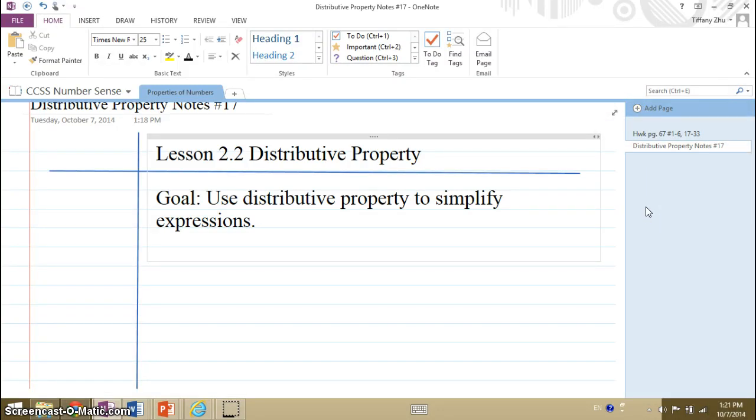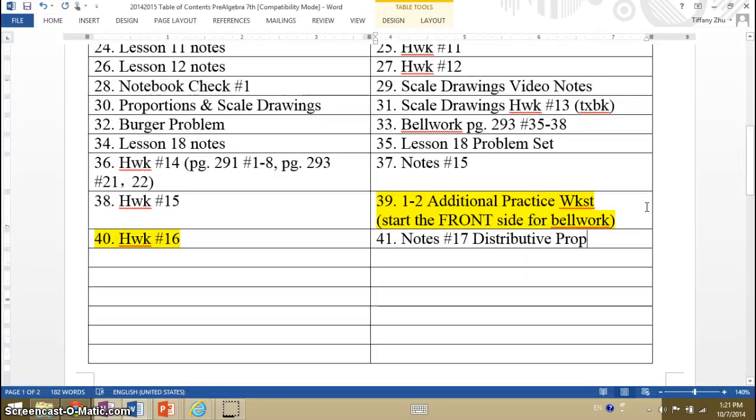Go ahead and set up your notebook like this. Actually, let me take you to the table of contents here. You're going to do your notes on page 41. Go ahead and pause the video here to copy and update your table of contents.